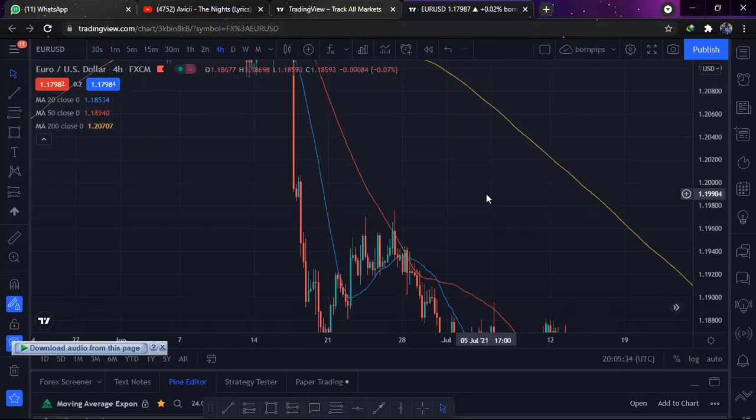That's how it is. When it closes below the yellow line, which is the 200, you look for a sell. Then when it closes above, you look for a buy. Look for a buy trade.